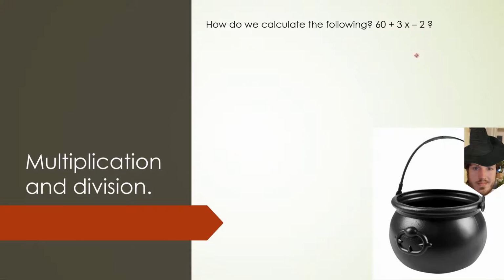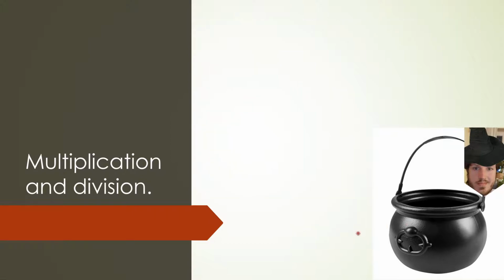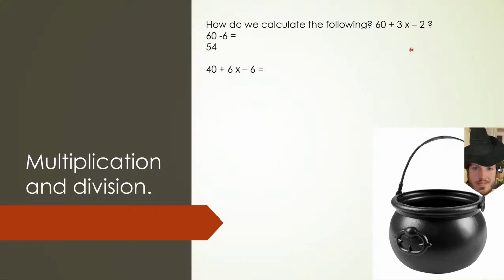So it's multiplication first. 3 times minus 2, we just saw that positive times negative equals negative. So 3 times minus 2 equals minus 6. 60 minus 6 equals 54. Let's look at the next one.